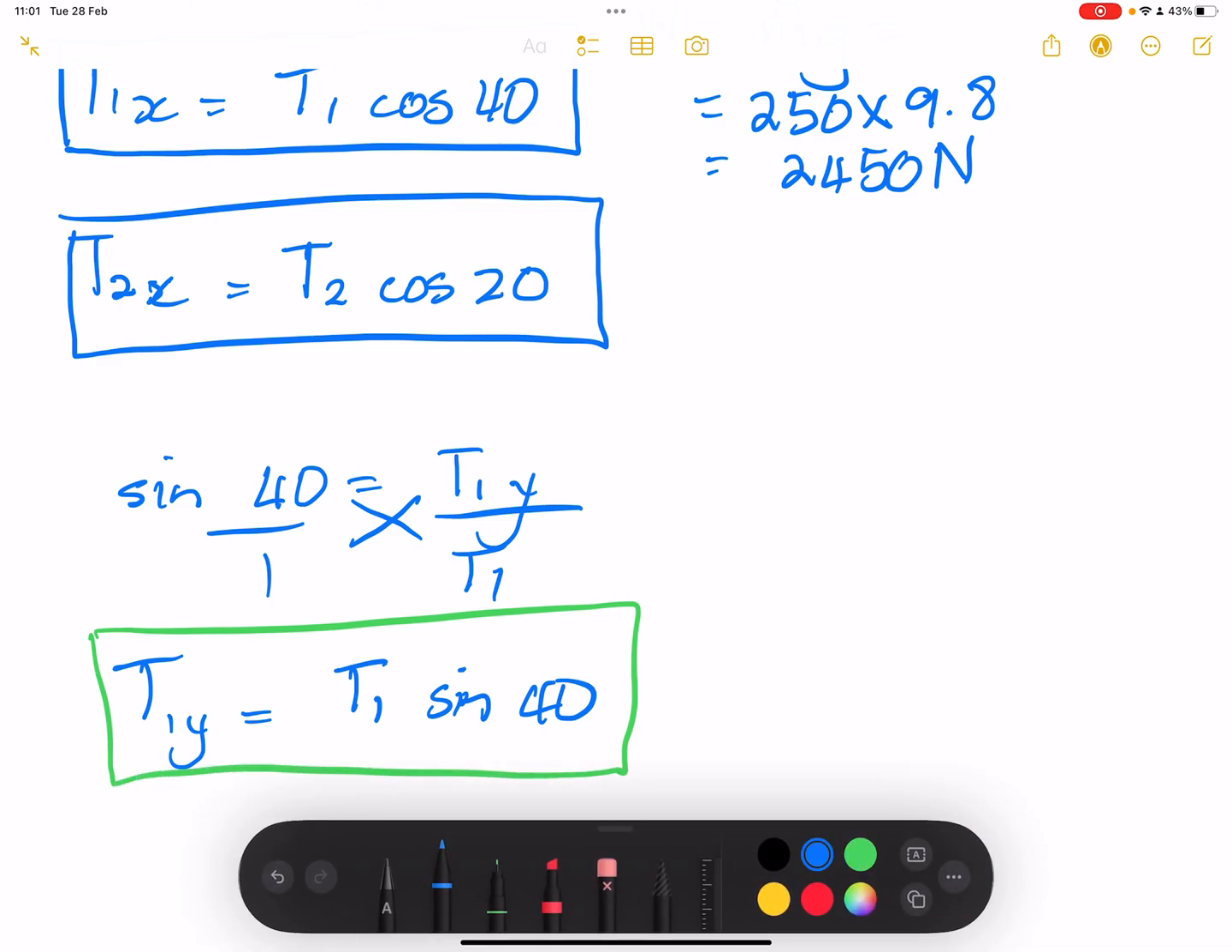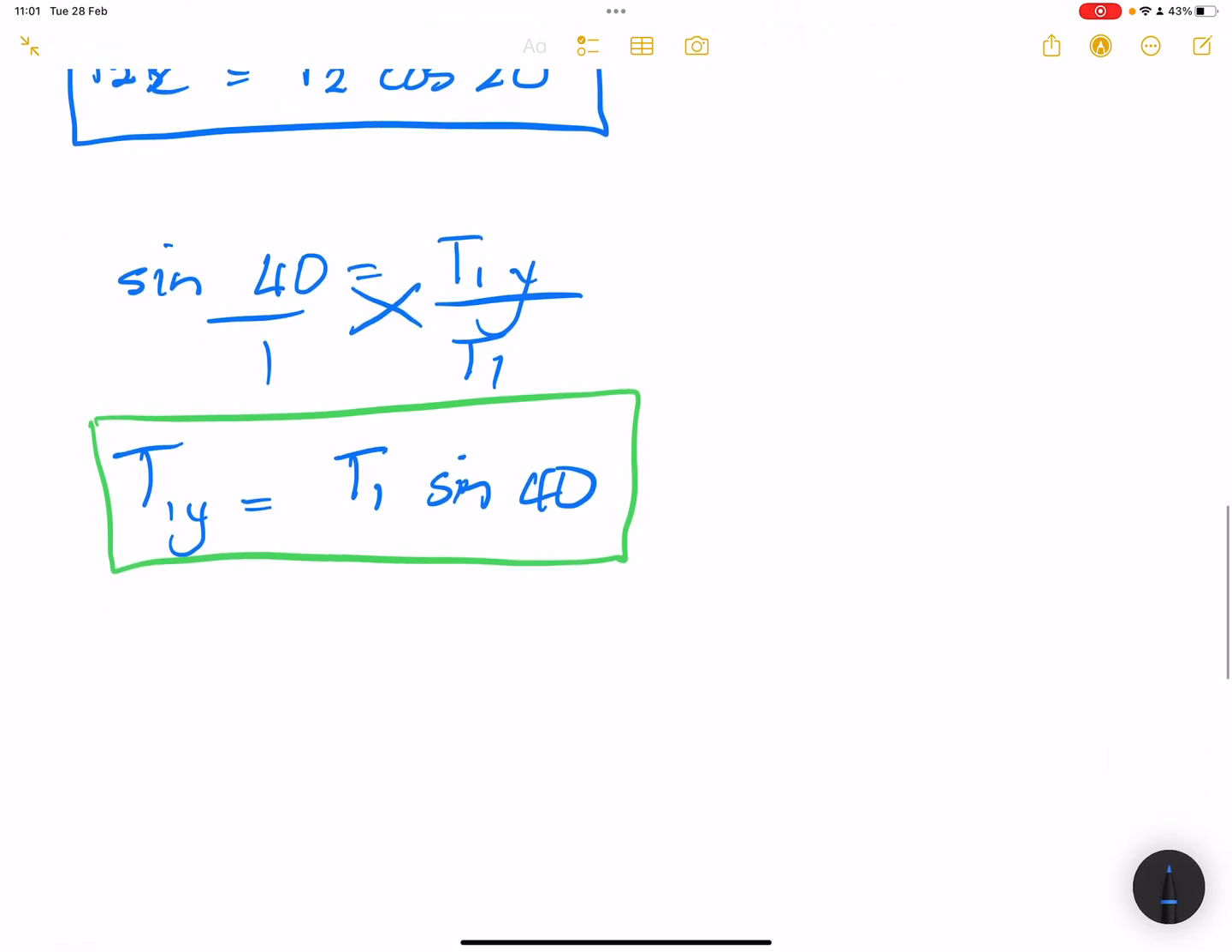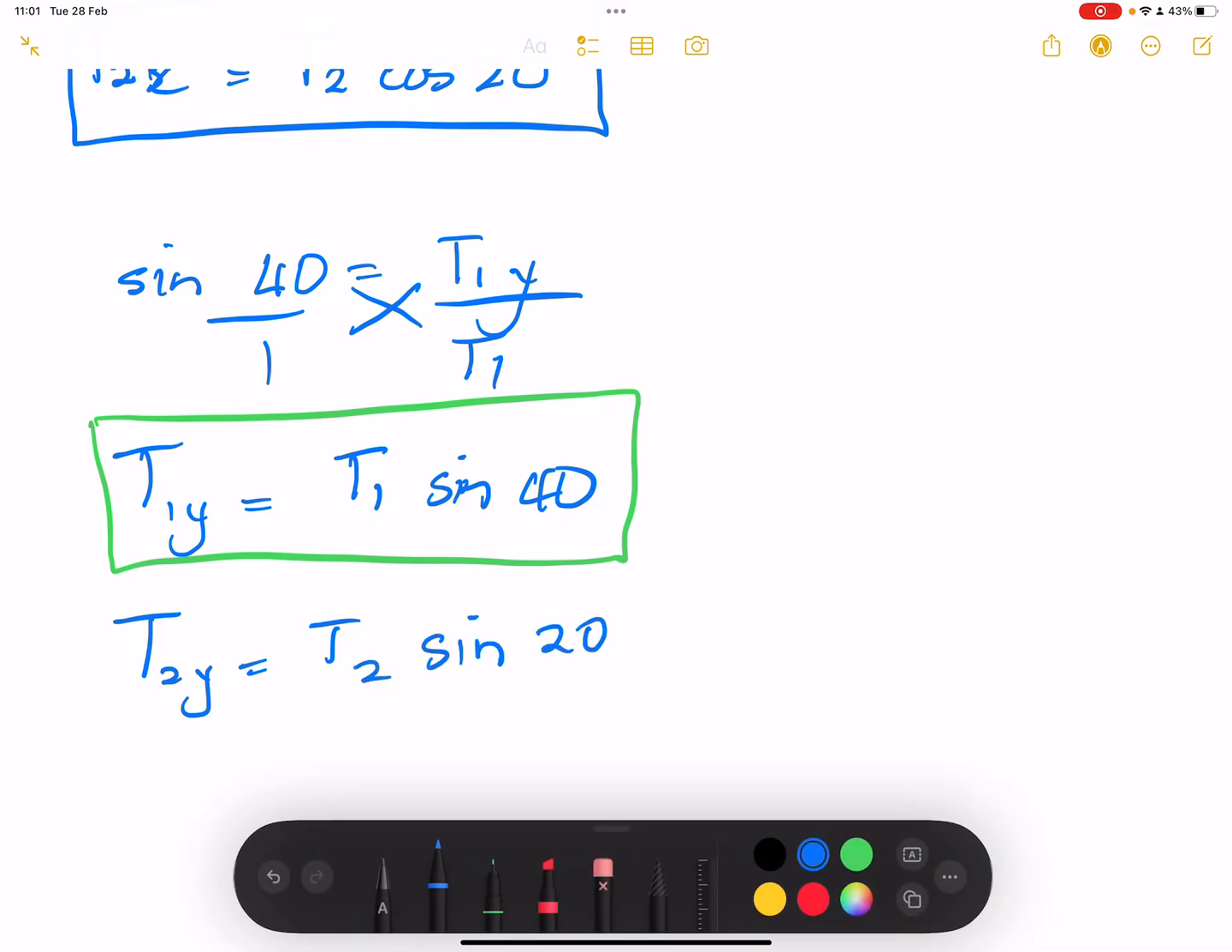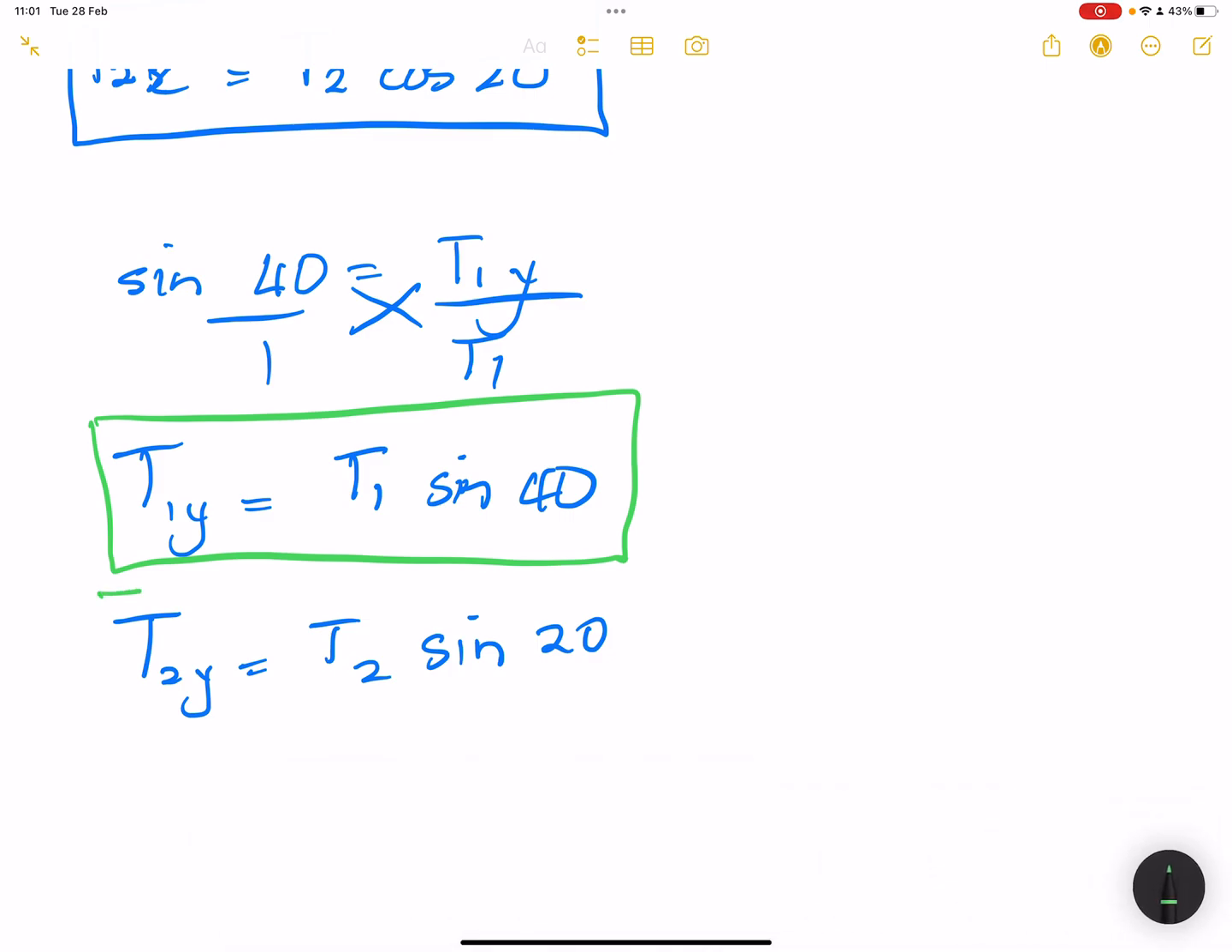The same thing is true with T2: T2y would be T2 sine of 20 degrees. So that is how we will get our vertical components.